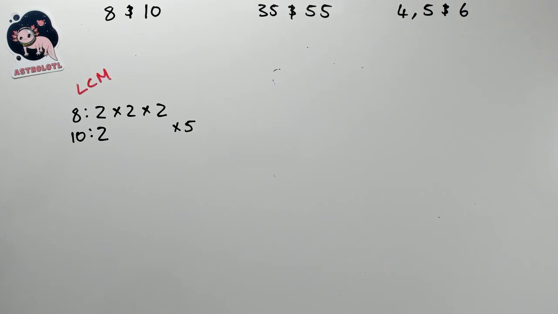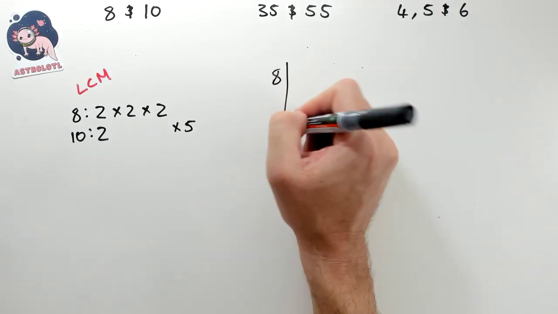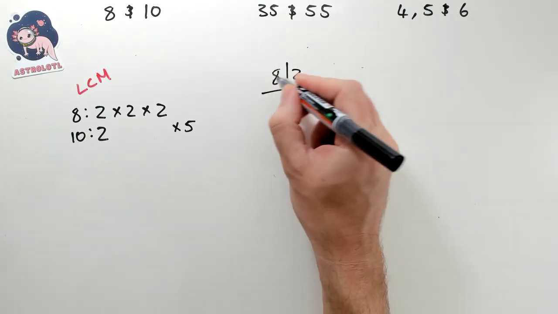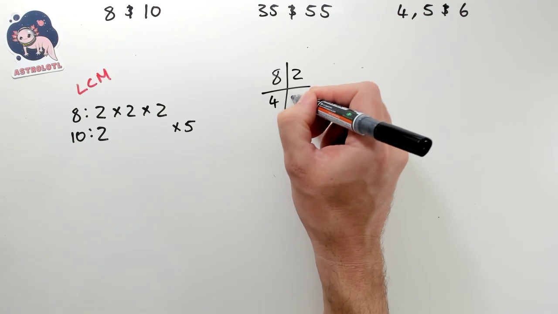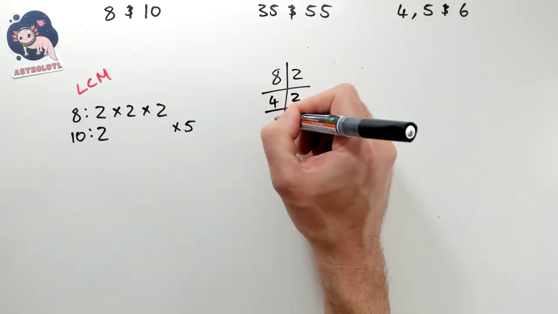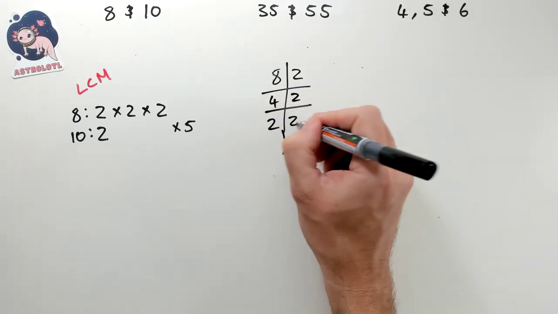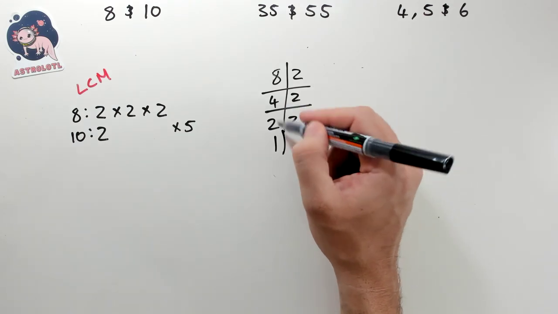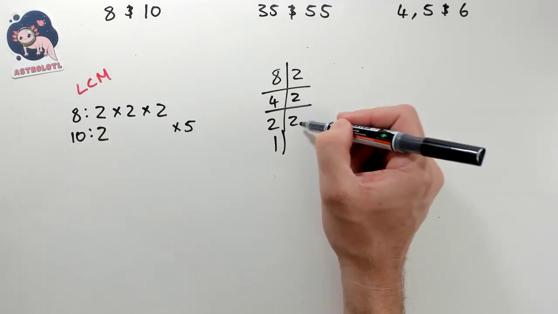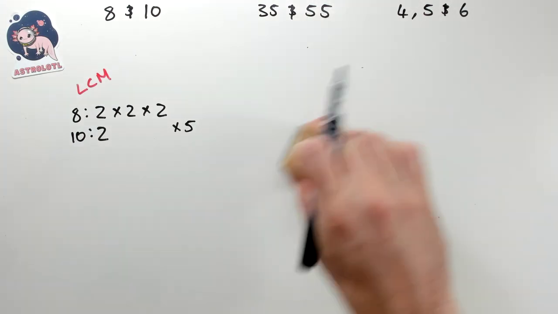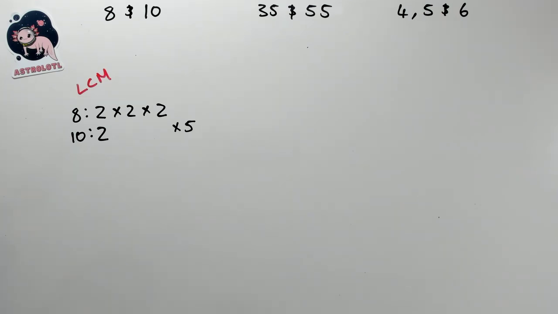You can do it differently as well. Some people do it like this: write the 8, and then divide by 2. 8 divided by 2 is 4. Then what can go in here? 2. 2 into 4 is 2, and then 2 into 2 is 1. So I know these are the factors: 2 times 2 times 2. Either way, it doesn't really matter. Both get to the same answer.